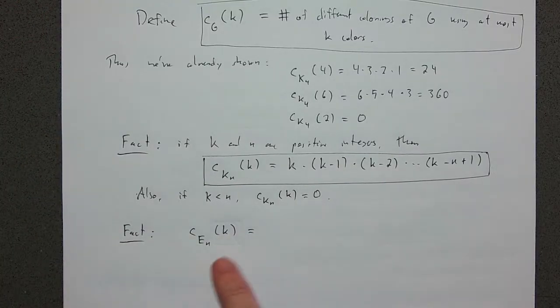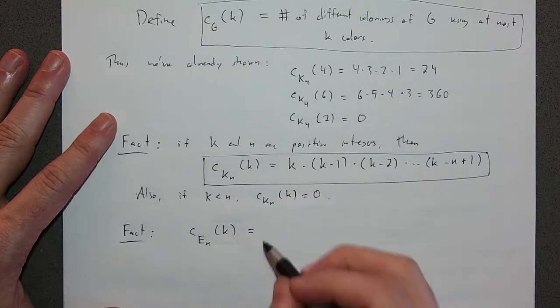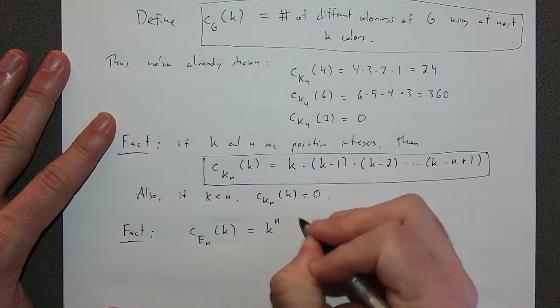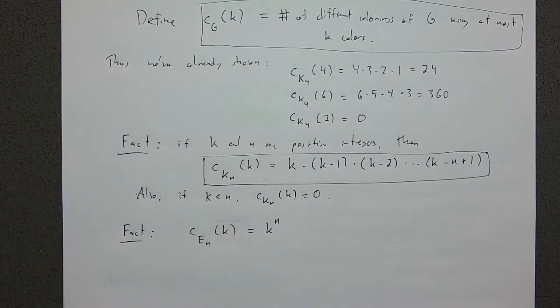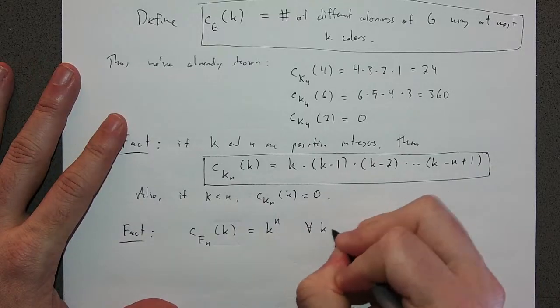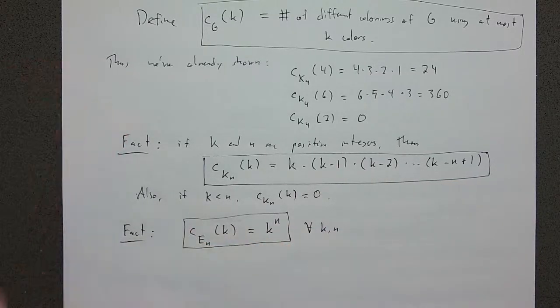Well, here, because there's no adjacency, I'm free to use whatever colors I want on each vertex. So at every vertex, I have k choices. So k times k times k times k, and there's n vertices, so k to the n. And this is true for all k and n. So for an empty graph, this is real easy to compute.